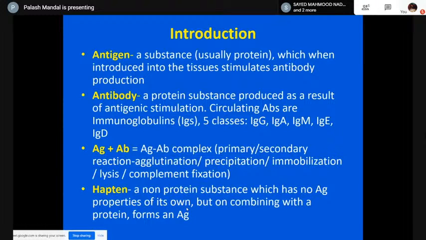So whenever it attaches itself to a suitable protein, not all proteins, it has to attach itself to a suitable protein, then it develops some antigenic property. And by antigenic property, we mean that it will be able to elicit antibody production in the host. Okay.